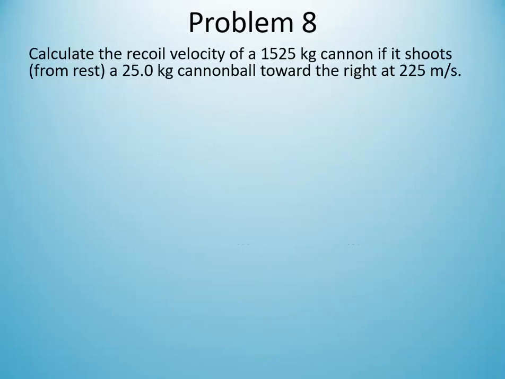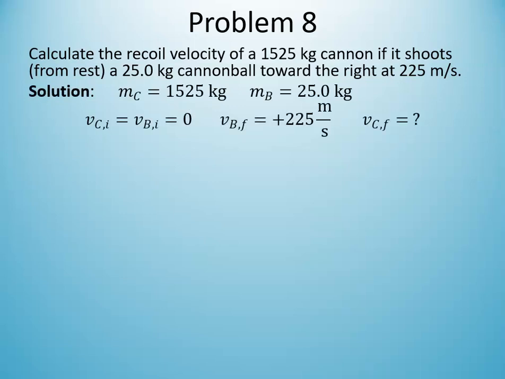So now, one final problem involving these types of general calculation concepts with conservation of momentum. Going back to the typical basic conservation of momentum problem. You start off with a system and it shoots something or throws something, and there is a recoil velocity. So we have a cannon shooting a 25 kilogram cannonball toward the right at 225 meters per second. That's pretty fast. That's like 500 miles an hour. So we have our givens. The question is, what's the recoil velocity of the cannon?